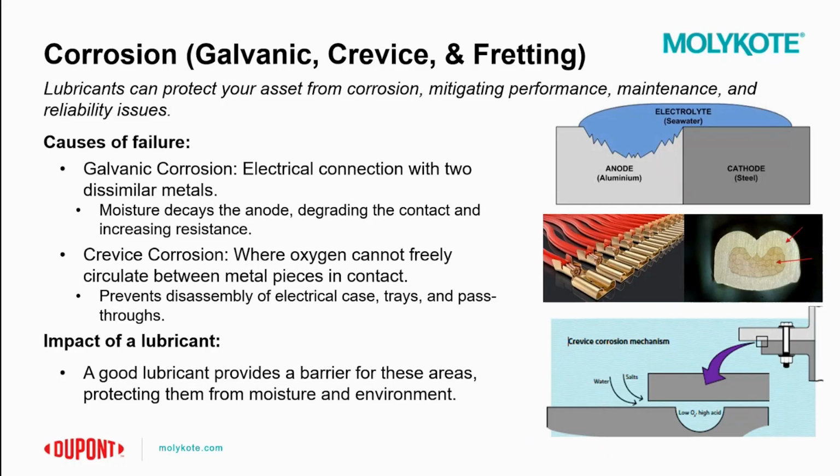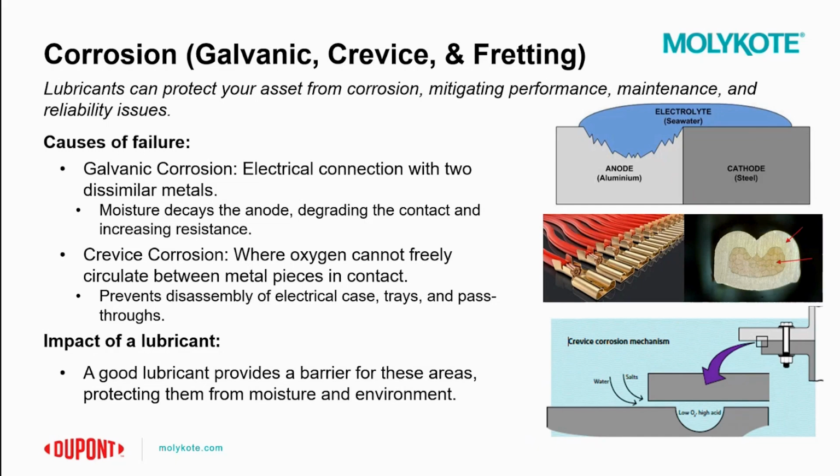Another important type of corrosion to address is crevice corrosion. As the name suggests, crevice corrosion occurs in between small crevices where oxygen cannot freely circulate between metal pieces in a contact. This is commonly found on the seals of electrical cases, trays, and pass-throughs. When the corrosion forms, it jeopardizes the serviceability and sealing performance of the assembly. Fortunately, lubricants can help mitigate the formation of corrosion.